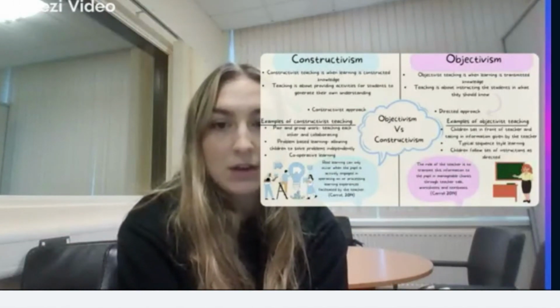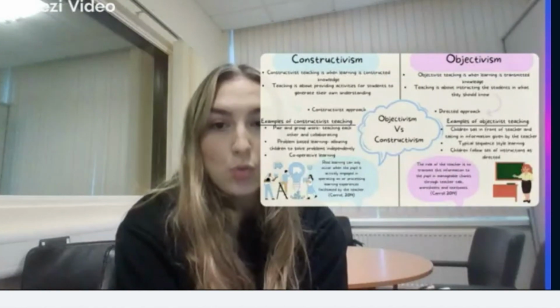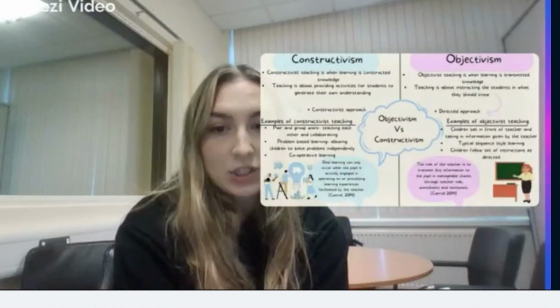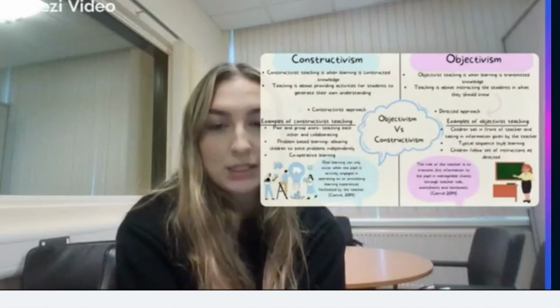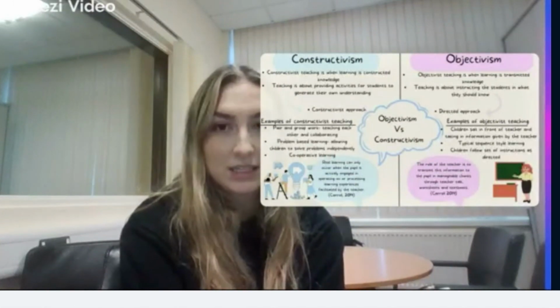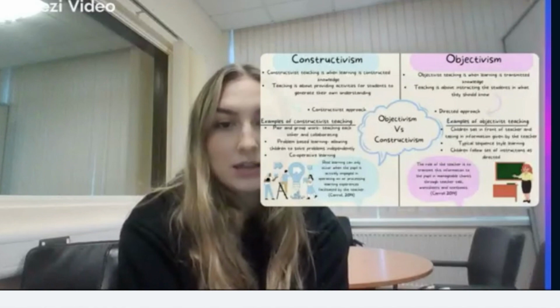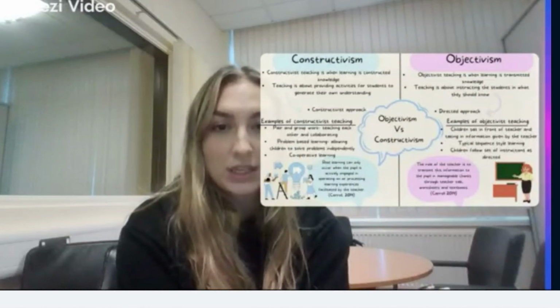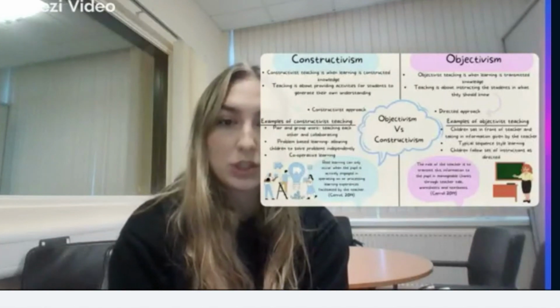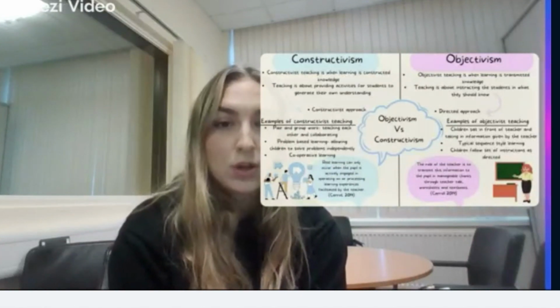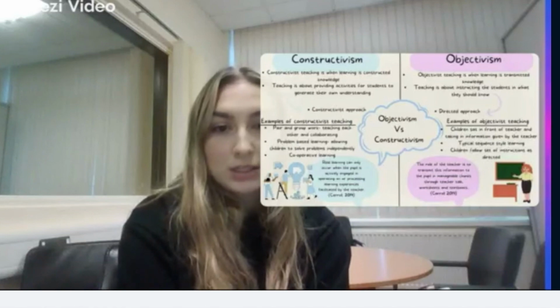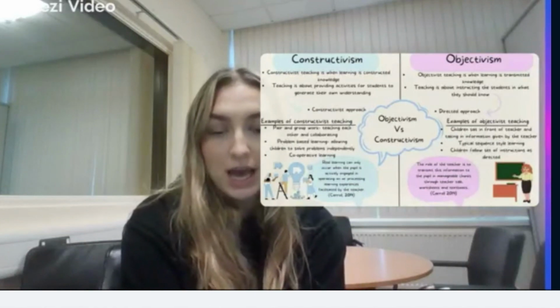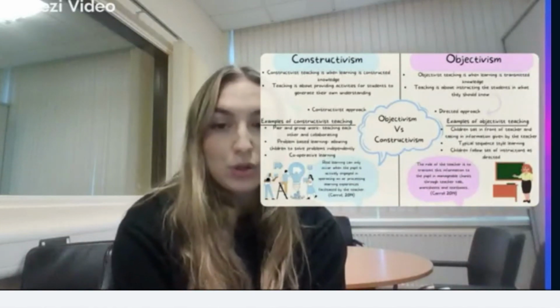Carroll 2014 says that real learning can only occur when the pupil is actively engaged in operating on or processing learning experiences facilitated by the teacher. And Carroll 2014 says in objectivism that the role of the teacher is to transmit this information to the pupil in manageable chunks through teacher task worksheets and textbooks.